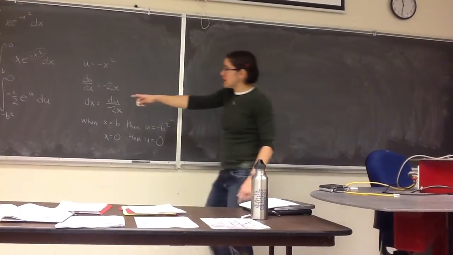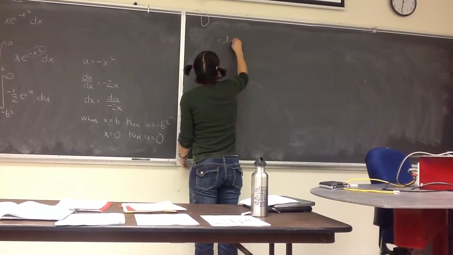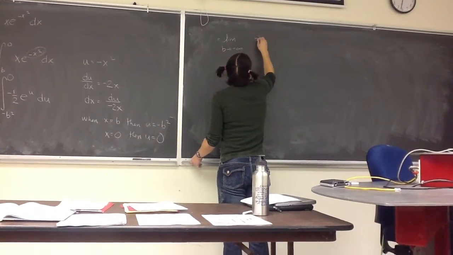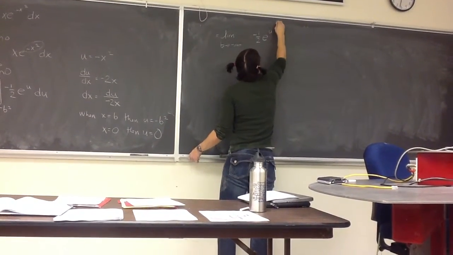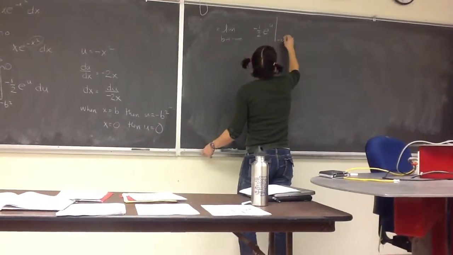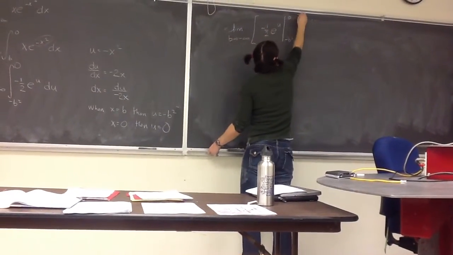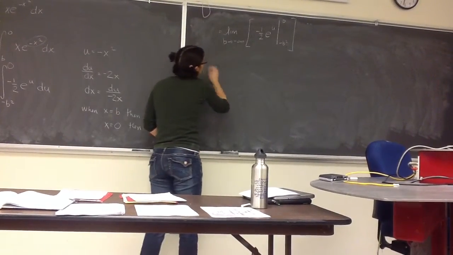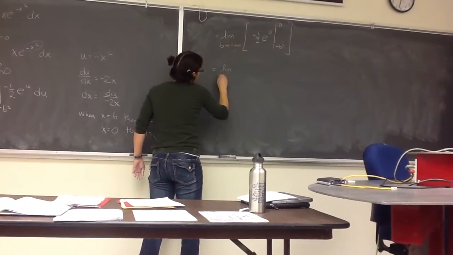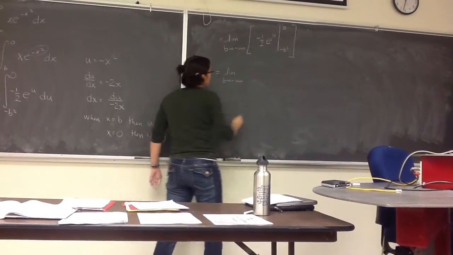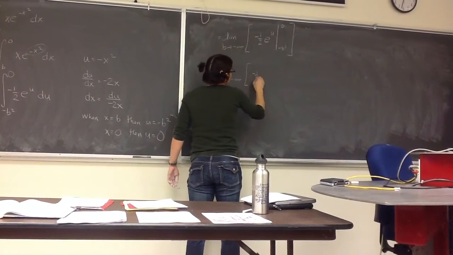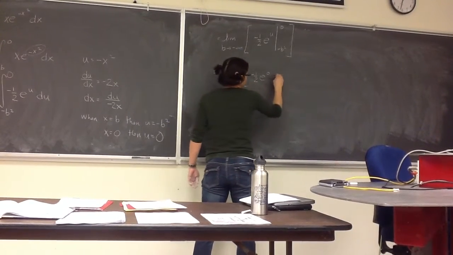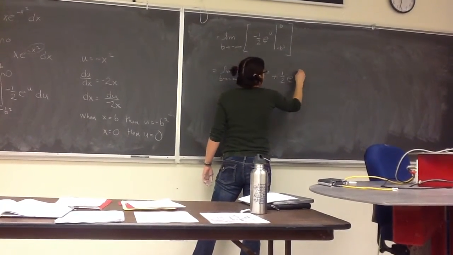Okay, so now I can take my antiderivative, and I've got the limit as b approaches negative infinity, and I've got negative 1/2 e to the u evaluated between negative b squared and 0. And I can plug in my boundaries. Limit as b goes to negative infinity of negative 1/2 e to the 0 minus a negative 1/2, so that becomes plus 1/2 e to the minus b squared.